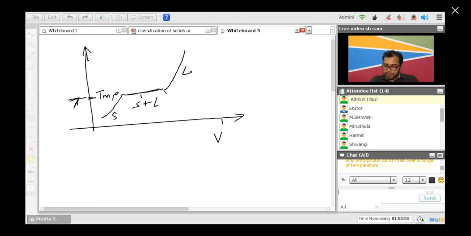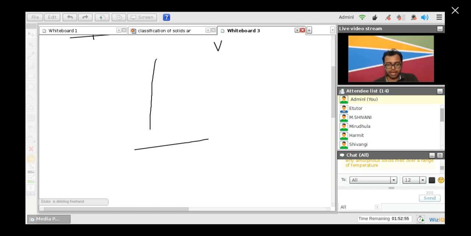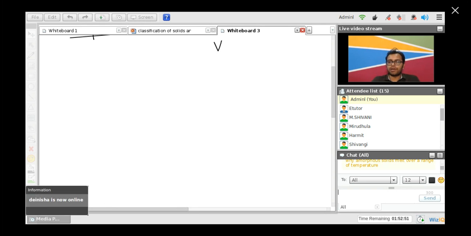Why does amorphous solid melt over a range of temperature? Now amorphous solid melts over a range of temperature because it does not have the same kind of bond, right? In case of crystalline solid, you will observe the similar bond. So every bond in case of crystalline solid is almost similar, right? So all the bonds will start breaking at the same temperature in case of crystalline solid.